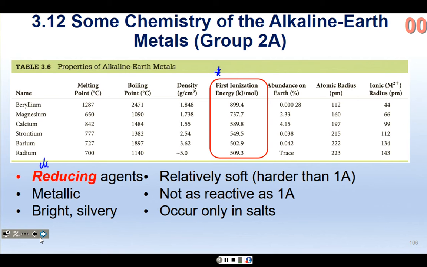So they lose electrons easily compared to some other groups of the periodic table. That's what a reducing agent does. They're relatively soft, but they're harder than the group 1A elements. They're not quite as reactive as group 1A elements, but because they're fairly reactive in general, they're only going to occur in salts, in compounds with things like halogens.